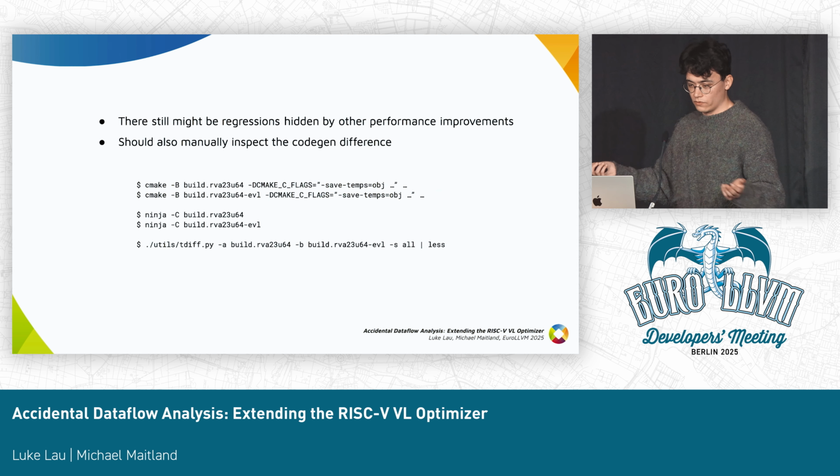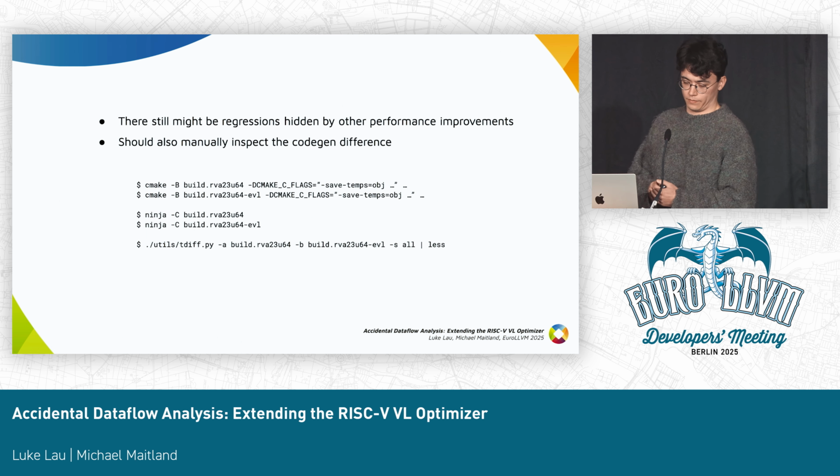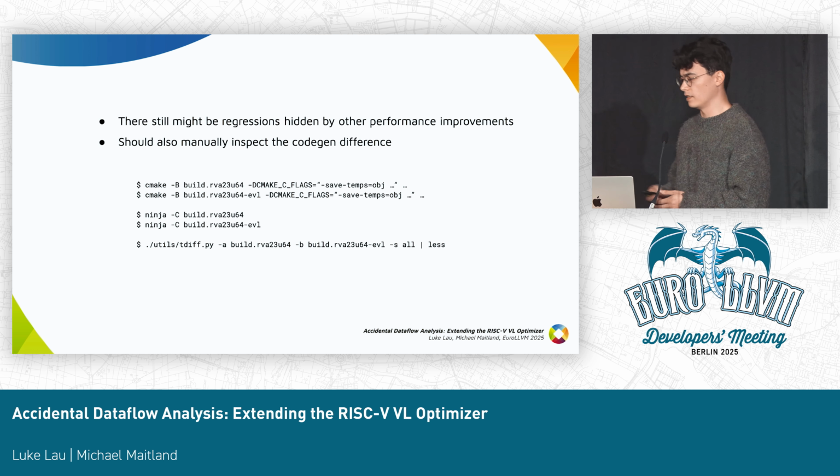But we have to do our due diligence. We should probably also look at the generated code to make sure that nothing else is going wrong, right? There may be regressions hidden behind that 16% improvement that are just covered up. But again, the LLVM test suite has a very useful set of tools and scripts. It has this script, tdiff.py, which many of you probably also use on a day-to-day basis. I use this all the time, but it's great for comparing the differences between two builds.